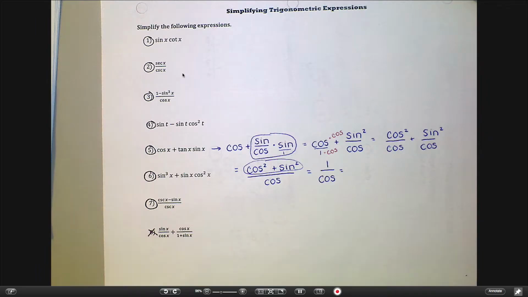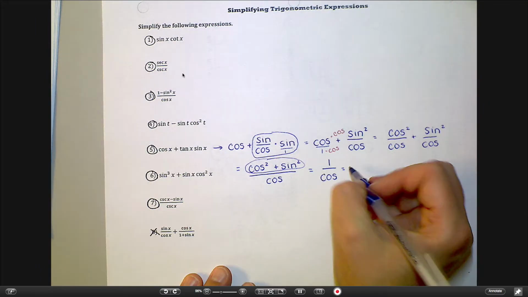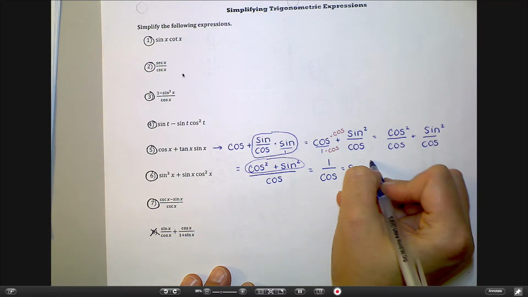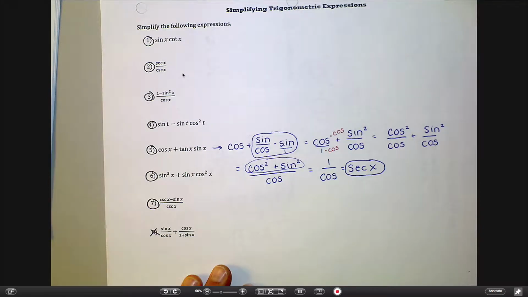And what do we call 1 over cosine? Secant. So all of that just boils down to secant. What if we don't put the x? Oh, I don't care. Yeah, we talked about that a little bit yesterday. You got that.